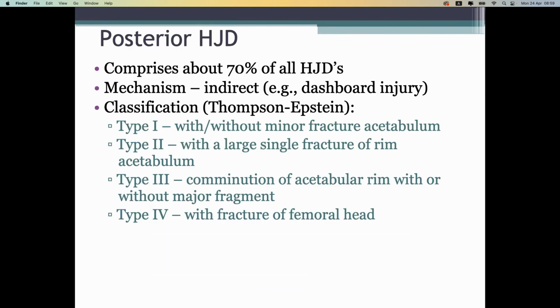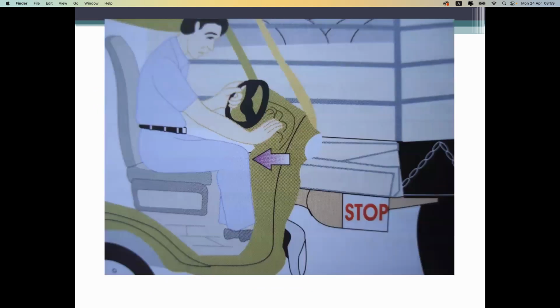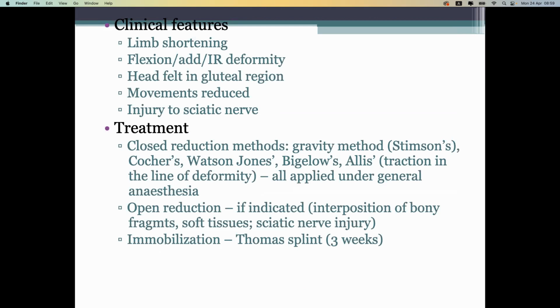So let's talk. No, not important. So one of the mechanisms of injury for posterior dislocation is dashboard injury. The patient in a road traffic accident hits the dashboard with the knee. You can see the arrow, and it will just kick out the femur head from the acetabulum.